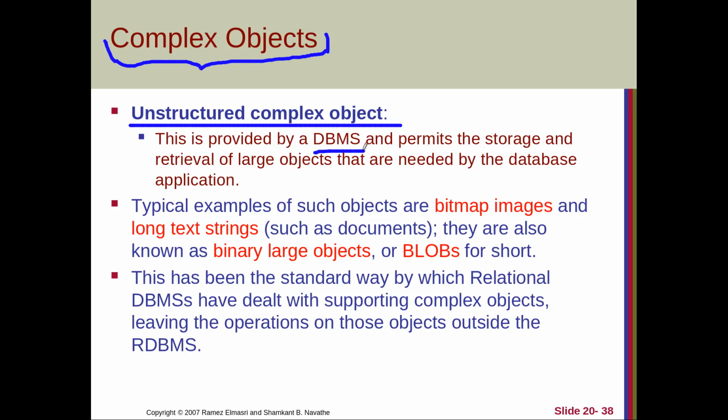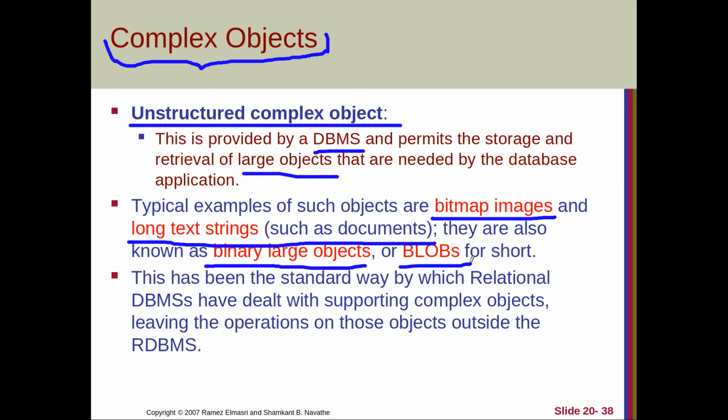It is provided by DBMS and permits the storage and retrieval of large objects. Normally unstructured complex objects are used to store large objects that are required for any database application. Huge amount of data storage. We cannot use a structured type, we are using an unstructured type. Some examples are bitmap images, and long text strings like documents and PDF documents. They are usually called binary large objects, or BLOB in short.